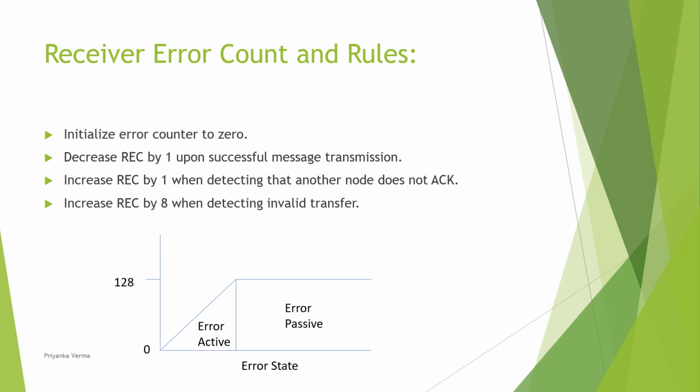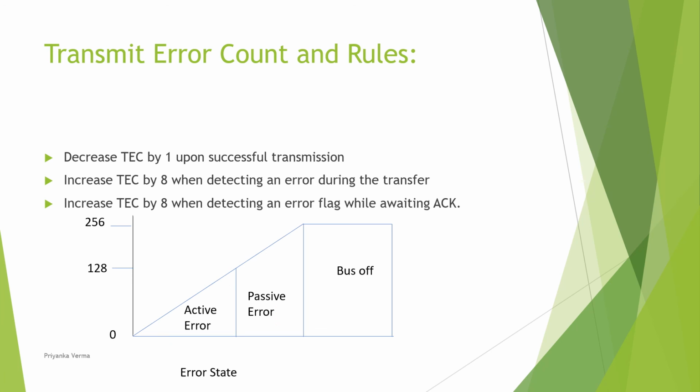For example, here we see when this REC is increased by 8 again and again, and it reaches the 128 count, then the error goes into the passive state. Before that, when an error occurs, firstly it's in the active state from 0 to 128, and after 128 it goes to the passive state. Next, in the transmitter error count rules, we will see it further.